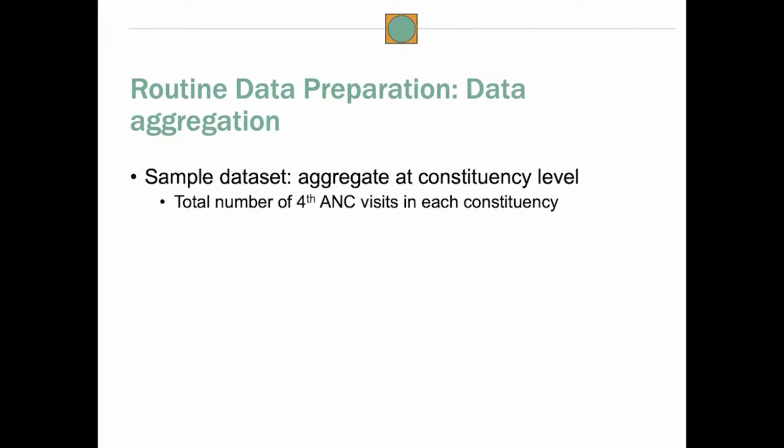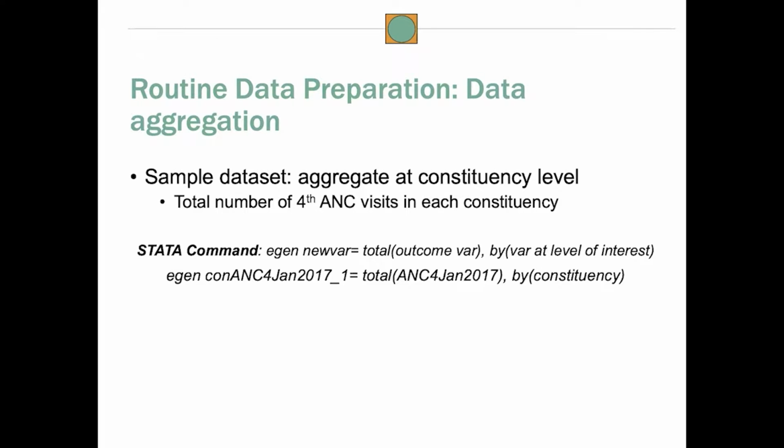Using the egen command, we calculated the total number of fourth ANC visits recorded in each constituency for each month. So you'll need to identify the outcome variable for each month and the level of interest in the command to use it. This is an example of what we ran for January 2017. We asked Stata to generate a new variable called con_ANC4_Jan2017 by adding up the counts of ANC visits in January 2017 for each constituency.